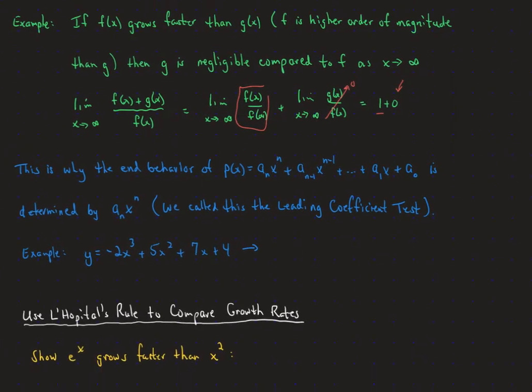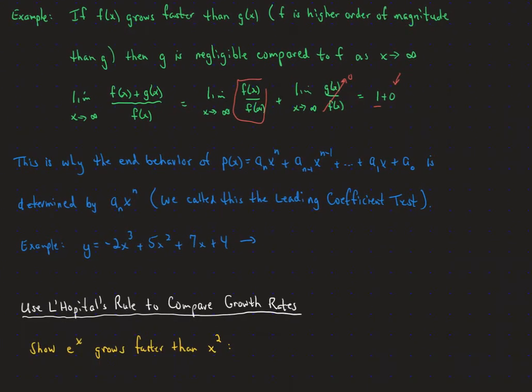That's why you see in the blue the end behavior of any polynomial. If we want to know what the graph of some polynomial function is going to be as x goes to infinity, what happens at the ends is completely determined by the highest power of x and its coefficient. And that we called last year the leading coefficient test.